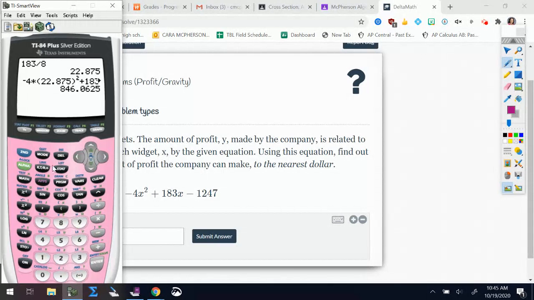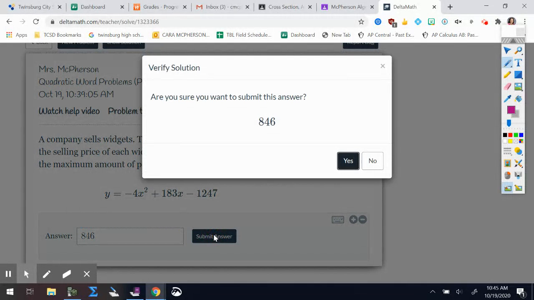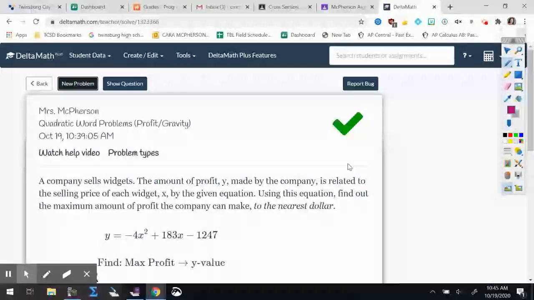So for the vertex of your parabola, the x value is 22.875. That's going to be x, your selling price. So that would say whatever we're selling these widgets, we should price them at about $22.87 or 88 cents. And then your profit is going to be the y value, the 846. Now it does say to the nearest dollar, so we're just going to type in 846. Submit our answer. And that's all we're looking for.